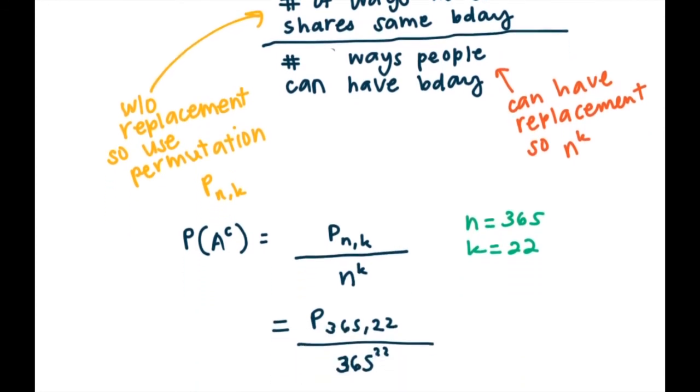So putting all the information together, I know that the probability of A complement equals permutation on top, which is P(n, k), divided by n raised to the power of k. And I know that n equals 365 because that's the number of options I have, and then k equals 22, which is the spots I need to fill. Okay, so I have permutation of 365 comma 22 divided by 365 raised to the power of 22.